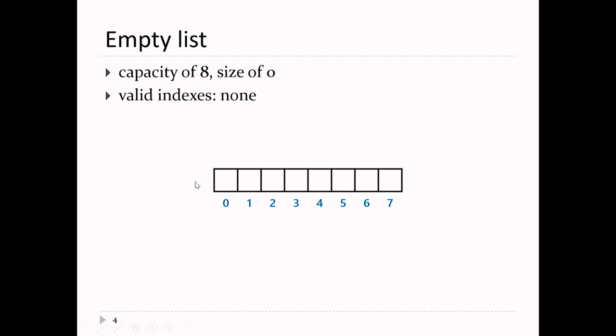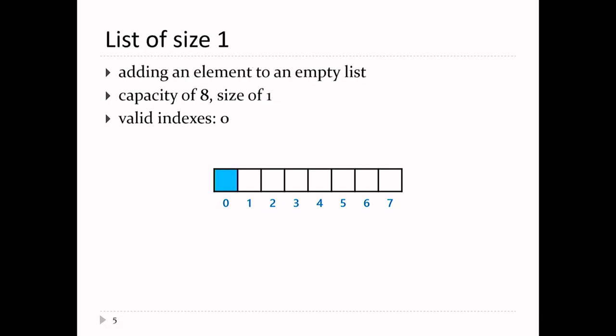Okay, so here's an empty list. I'm drawing the array. The array has no elements in it, but in C, the array always has elements in it. So here we have a capacity of 8. Our size is 0, so there are no elements in the list. There are no valid indexes, because if there's nothing in the list, I can't index the list to get an element. Now the list of size 1. Here I still have capacity 8, so I can hold 8 elements in this array. There's 1 element in the list. The only valid index here is 0.